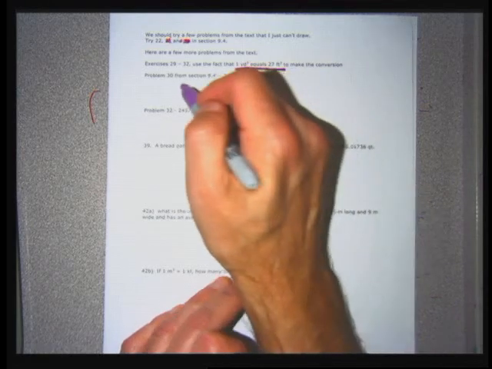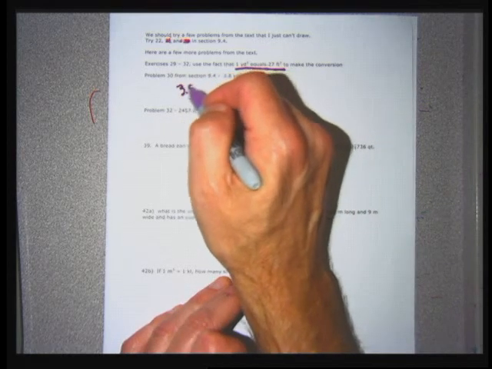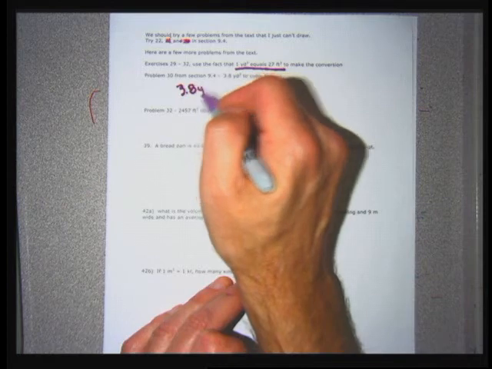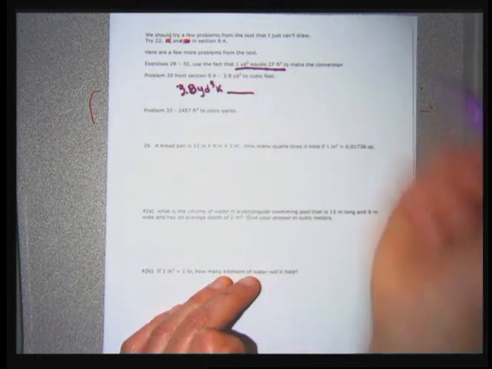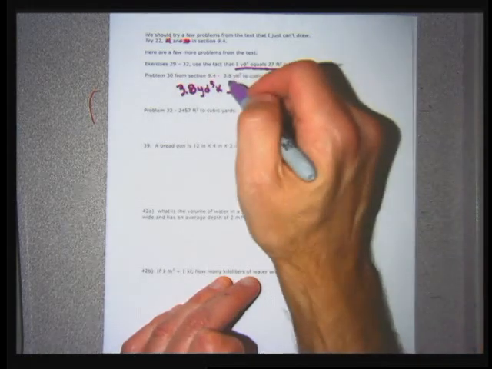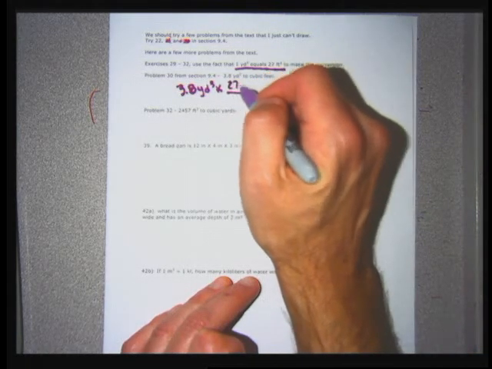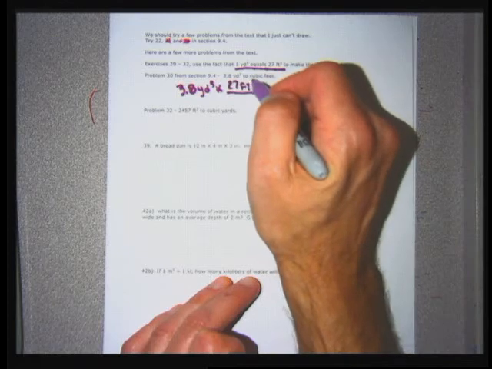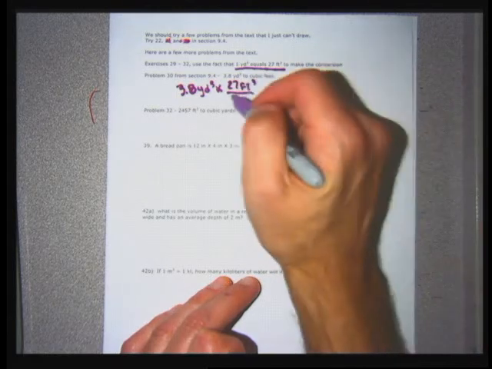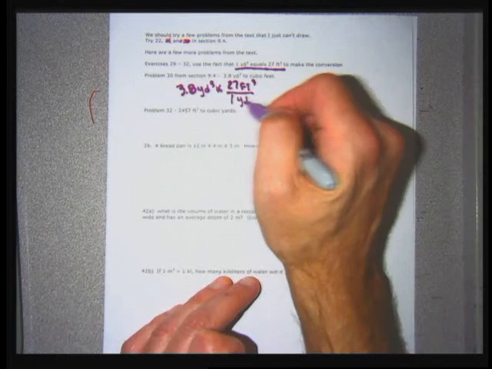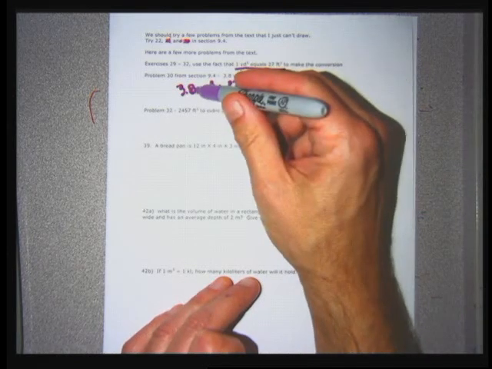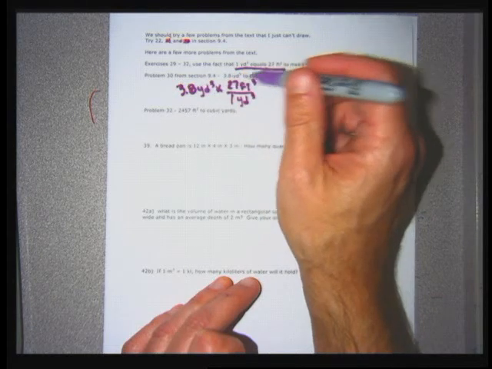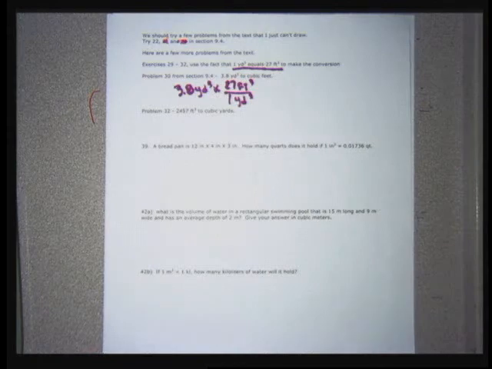So what I'm going to do is start with the 3.8 cubic yards that I have, and I'm going to multiply by a fraction. In the numerator, it's the units that I want. I want to have cubic feet, so I'm going to put 27 cubic feet in the numerator. And the denominator is going to be the units I'm trying to get rid of, which is the cubic yards. So if I multiply the 3.8 cubic yards by 27 cubic feet over 1 cubic yard, good things will happen in terms of the units.